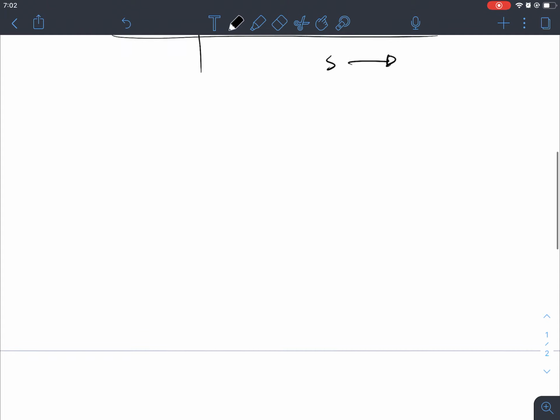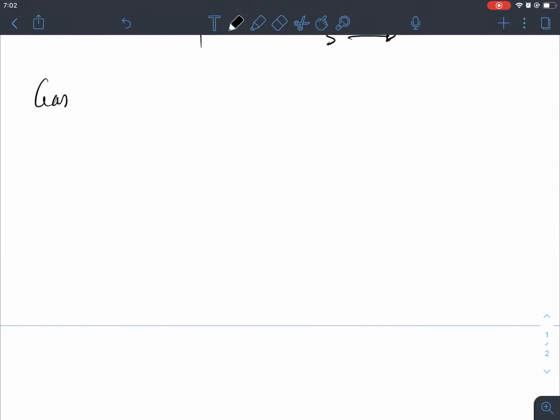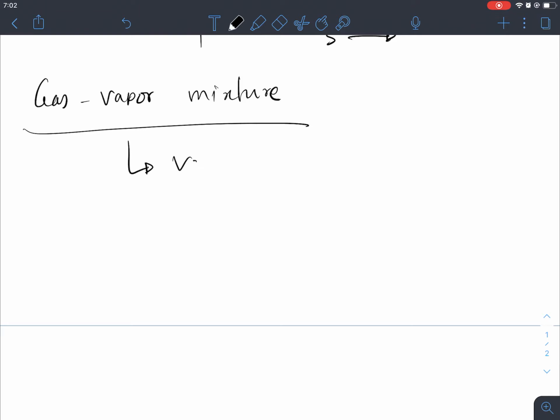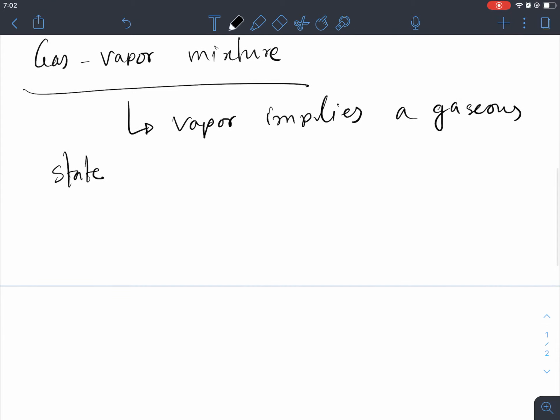So what is the gas vapor mixture actually? The gas vapor mixture is nothing but, first of all, the vapor implies a gaseous state, right, that is close to the saturation region of the substance.